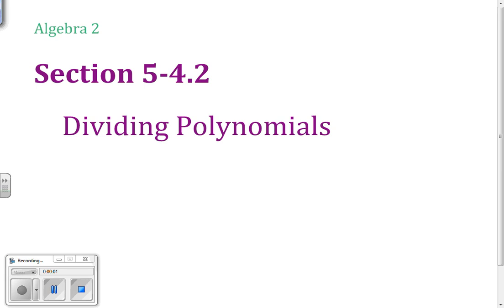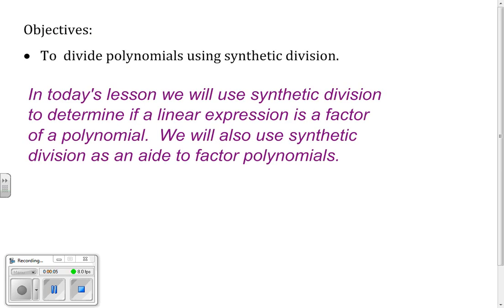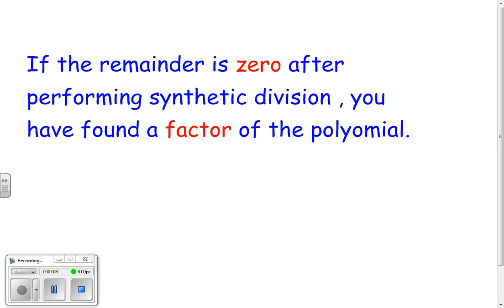542 is still on synthetic division, dividing polynomials, except today we're going to talk about what it means to be a factor of a polynomial. So if the remainder is 0 when you synthetically divide, it means you've found a factor. So if it is 0, it is a factor.